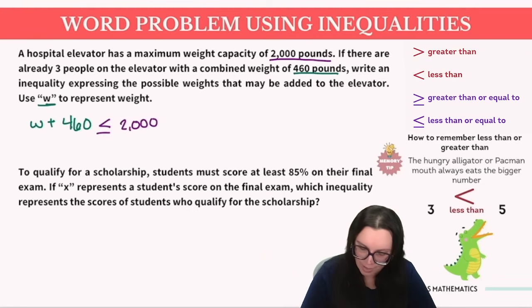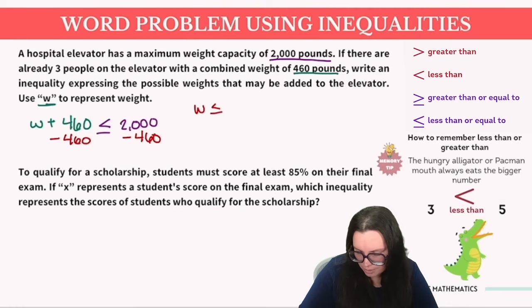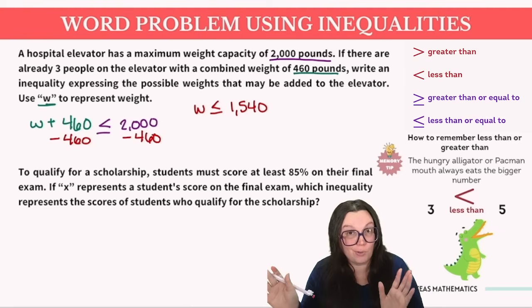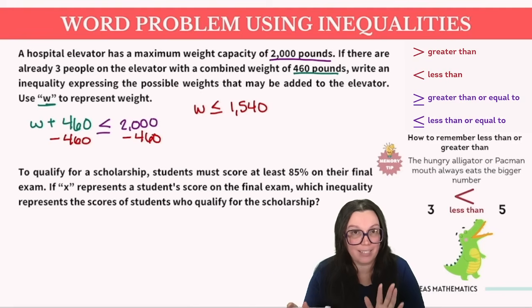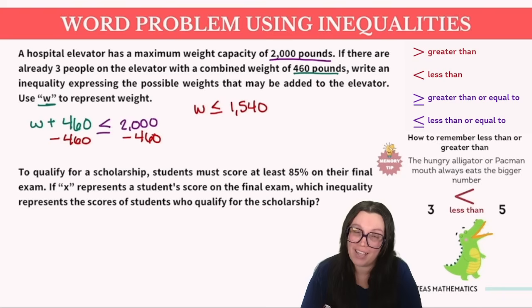Now we just have to solve our equation. So we're going to minus 460 from both sides in order to isolate W. And that is going to give you W is less than or equal to 1,540 pounds. So at most, the most that they can add to that hospital elevator is going to be 1,540 pounds, with those additional people that are already on the elevator.